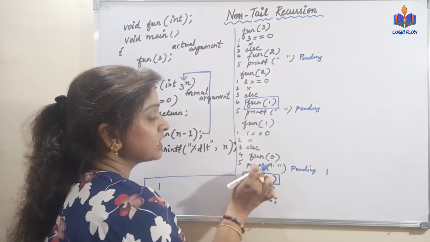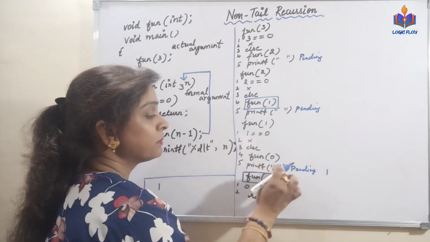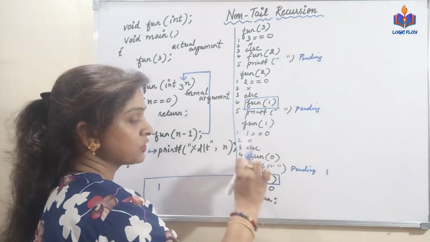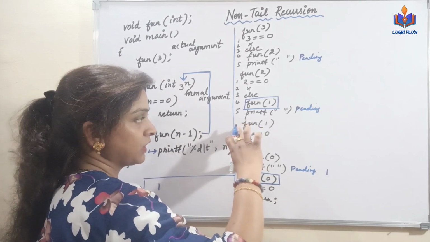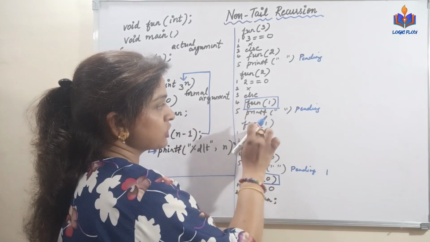So one more statement I have to execute, then I have to wind up this function. I'll print that value, 1 is printed. Then that is the last statement, so this function is wound up. It's done. I'll return back to the place where this function was called.